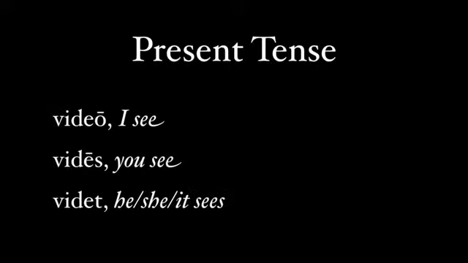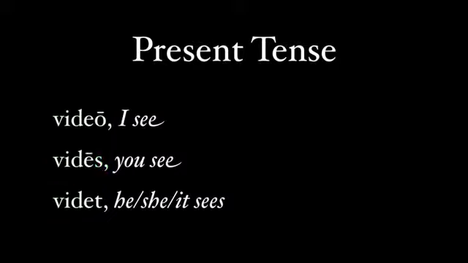So, there's the present tense. It's easy and simple in English. I see, you see, he, she, it sees. It's happening now, and we can easily represent this in Latin with the present tense verb: video for I see, vides for you see, and videt for he, she, it sees.